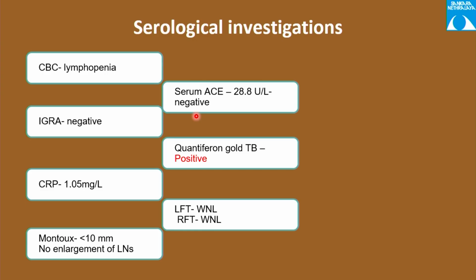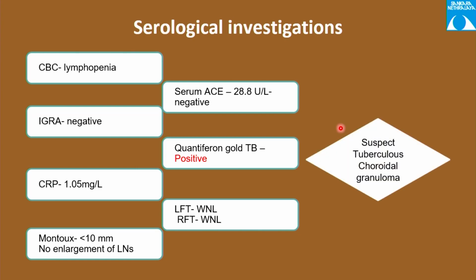Complete blood picture showed a lymphopenia count. Interferon gamma release assay was negative. MON2 also was less than 10. Serum AC was 28 units. Quantiferon, however, was positive. LFT, RFT were within normal limits. So we kept a suspicion of tuberculous pathology, probably a tuberculous choroidal granuloma, in mind.